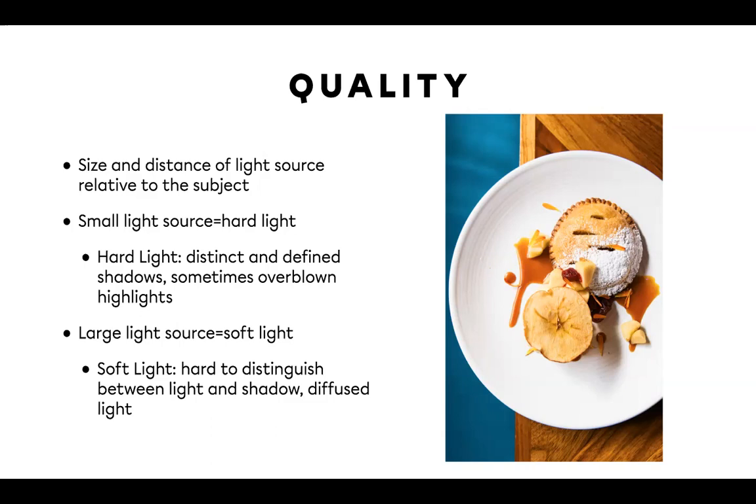The sun, believe it or not, is a small light source because it is so far away from the earth. However, on beautiful sunny days like we're having here in North Carolina today, we have really, really hard light. But if it's overcast, those clouds are taking that light and diffusing it and making the sun light source very large, so you get very soft light.